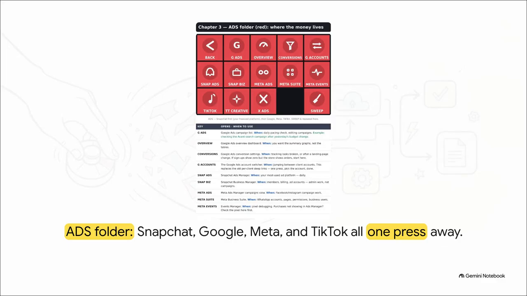Let's spotlight that red folder for a second, the ADS folder. Notice how the layout reflects actual priority, not just alphabetical order. For the specific user this was built for, Snapchat is their heaviest platform. So Snapchat Ads and Business Manager take precedence right there on the left. Google, Meta, and TikTok follow. By mapping your actual priority to physical buttons, you completely strip away the navigation friction of media buying. You just hit the red Snapchat logo and boom, you're exactly where the money is being spent.